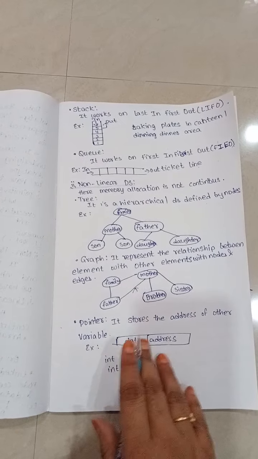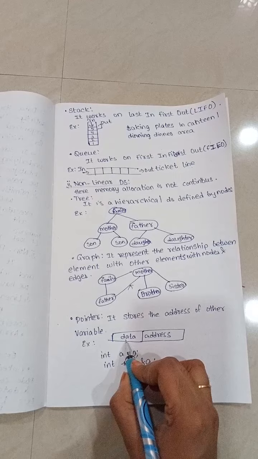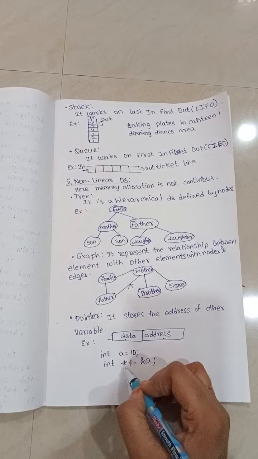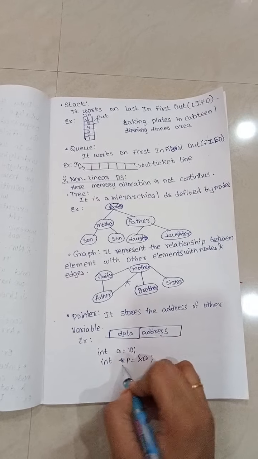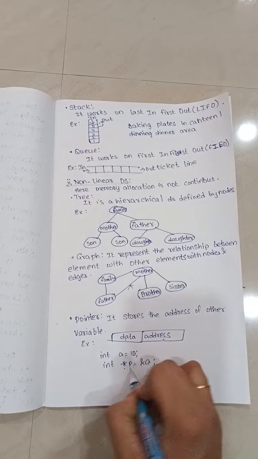Next one is pointer. It will store the address of another variable. Here we have two fields. First one is the data field and next one is the address field. Here we are declaring a pointer by using the asterisk symbol. It will store the address of the a value in the variable p.